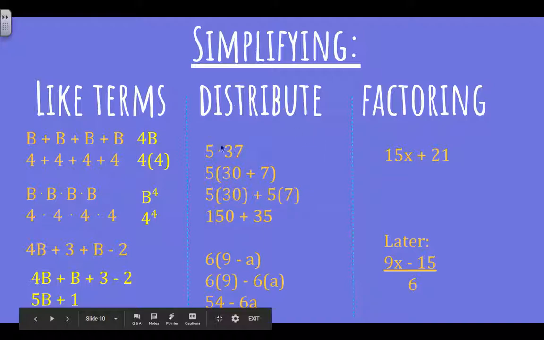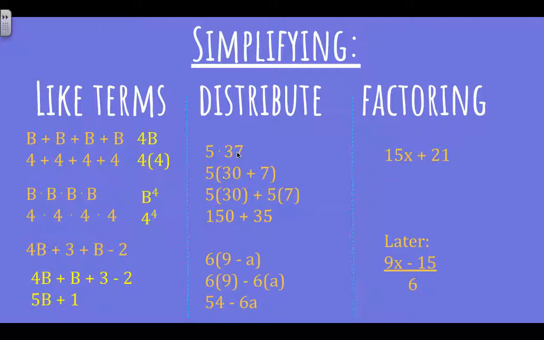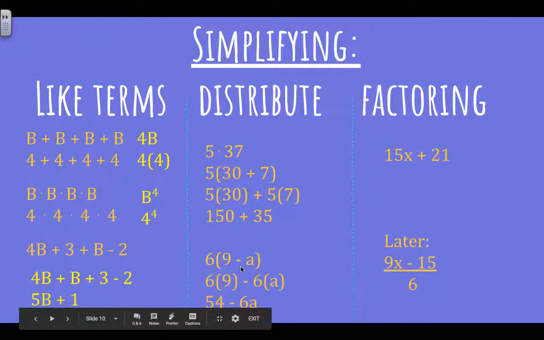Here's some examples of the distributive property. 5 times 37, not that easy to do. I can do 5 times 30, 150, and 5 times 7, 35. That's way easier to add. With variables, it is tricky only because they do 6 times 9 fast, and then they forget sometimes to distribute the 6 to the second number. So if they are getting 54 minus a, I encourage them to draw what's happening in the grouping, see how many times it's happening, and literally draw it out 6 times. They'll notice that there are 6 a's in the end.